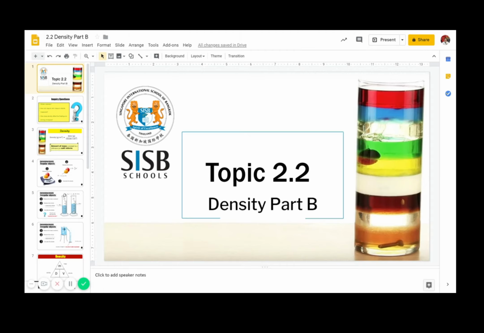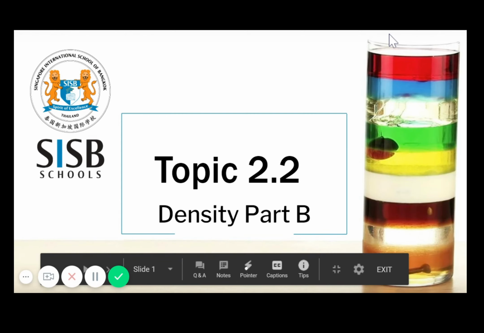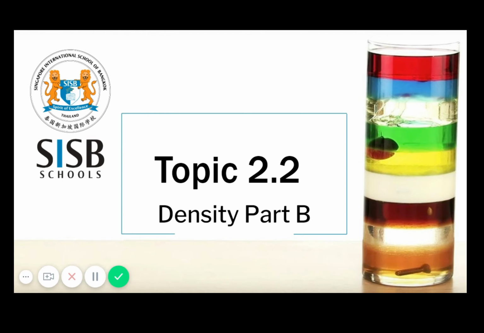Okay, so we are going to start on topic 2.2 on the chapter on density. As I've mentioned before, we're going to start on the topic of density. In this particular topic, as you can see in front of you, there are 9 layers of liquid on the right hand side. This is what we're going to do in class.